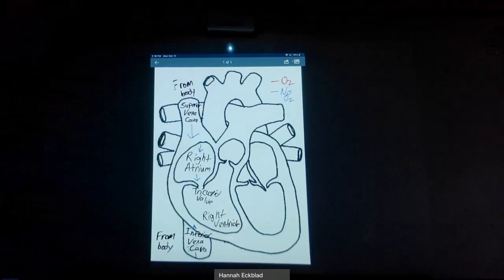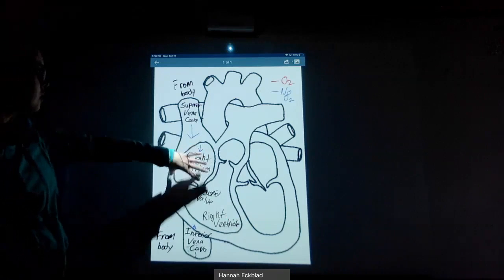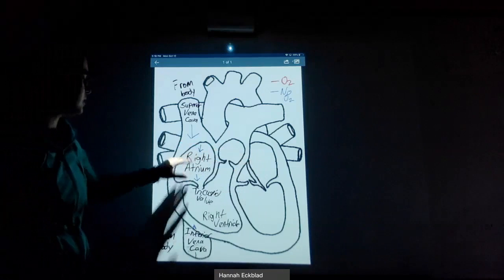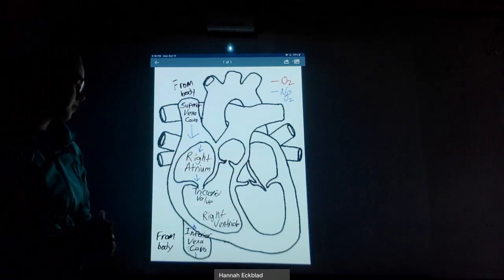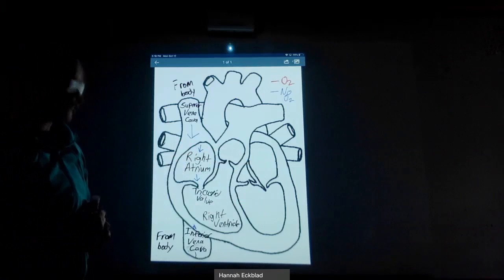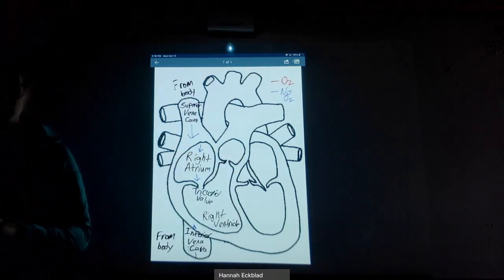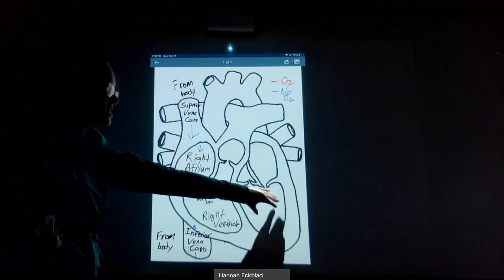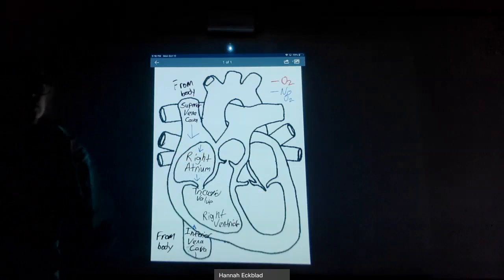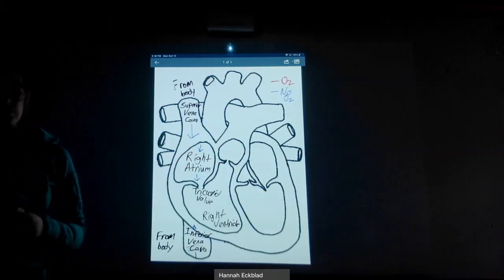Now, when we did our original heart diagram where it was just the squares, they all appeared to be the same size. But when you look at this diagram, the atriums are definitely smaller than the ventricles. Now, the bigger of the two ventricles is actually the left ventricle. It looks smaller, but it has thicker muscles, and we'll get to why that is momentarily.